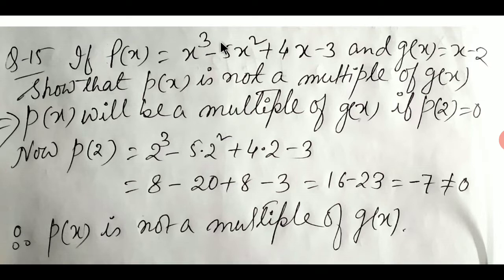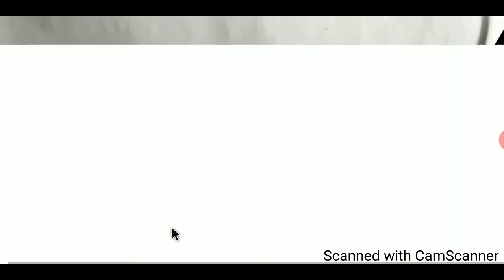then p(x) will be a multiple of g(x). Now, p(x) will be a multiple of g(x) if p(2) equal to 0 using remainder theorem. That is, if there is no remainder, that means p(x) will be a multiple of g(x). Now calculate p(2). Just put x equal to 2 in p(x). So it is minus 7, not equal to 0. Therefore, p(x) is not a multiple of g(x).